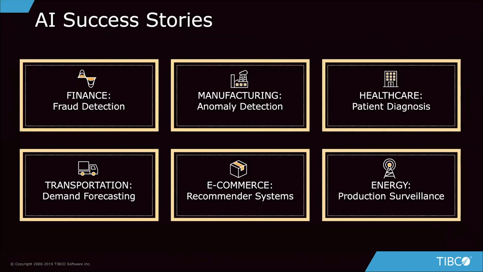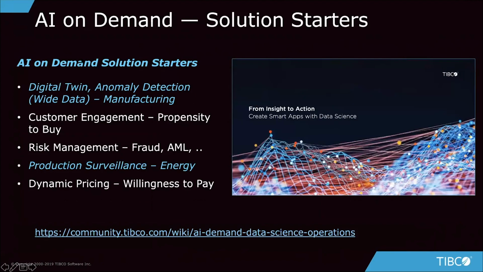Okay, so on today's presentation, we're going to cover a couple of these areas where AI has been very successful, manufacturing and energy in particular. And we've been working on this series of solution starters called AI on Demand. You'll be hearing from Stephen today on our digital twin anomaly detection for manufacturing, and Peter has a component he'll be showing that's very relevant in the energy production surveillance area. But these are the 5 solution starters that we're working on.